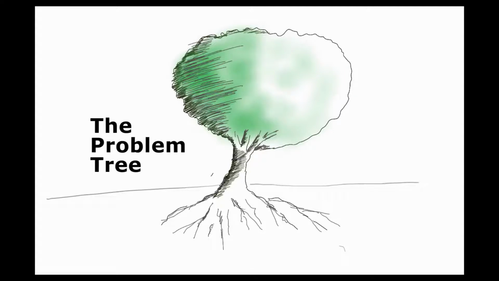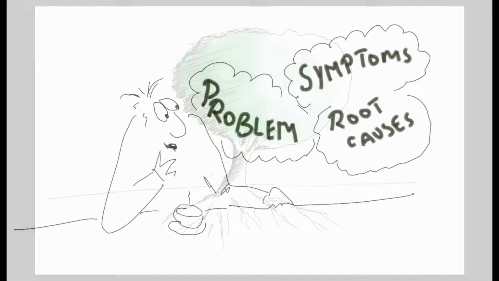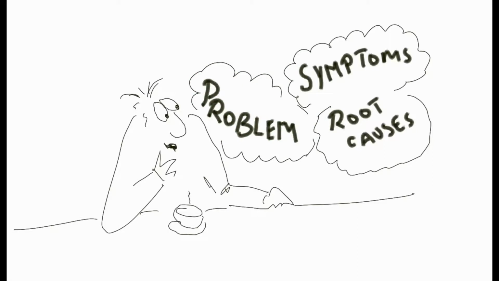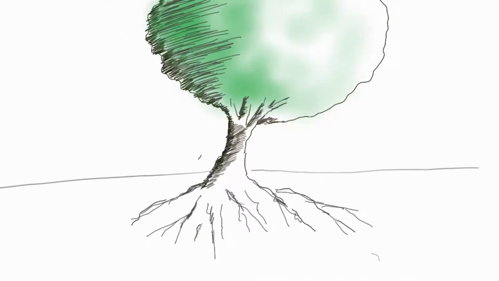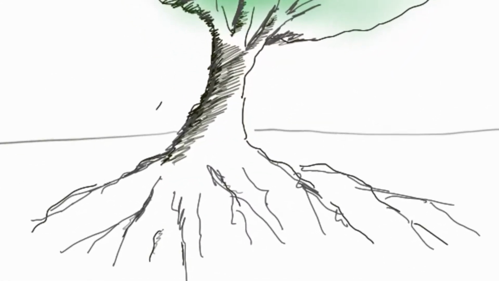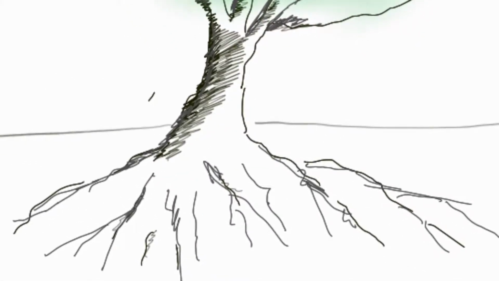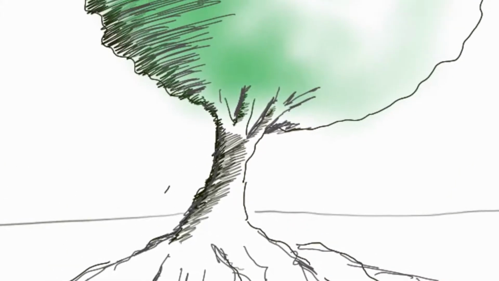The problem tree helps us to look at the symptoms and the root causes of a problem to give us a bigger picture of what we are dealing with. The problem itself is represented by the trunk of the tree. Then the root causes of the problem are represented by the roots of the tree, and the symptoms or effects of the problem are represented by the branches and the leaves.